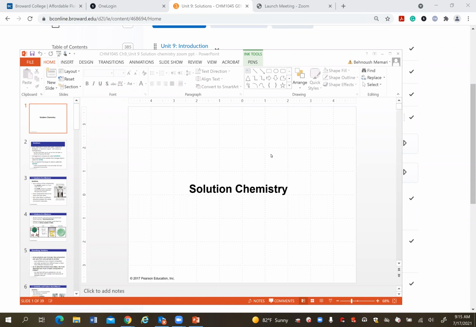Unit 9 is about solutions. So can you give me examples of solutions? What's the definition for solution? And can you give me examples of a solution? Would silver nitrate be one? Silver nitrate in what?